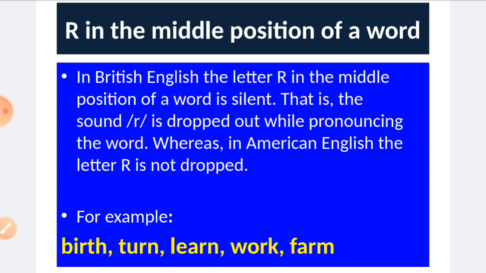Now, please listen carefully. I would be giving you the British English pronunciation and also the American English pronunciation for the following words. British English pronunciation is birth, turn, learn, work, farm. Whereas the same words are pronounced in American English as birth, turn, learn, work, farm. So, the difference is that in British English, the letter R in the middle position is silent, whereas in American English, it is not.